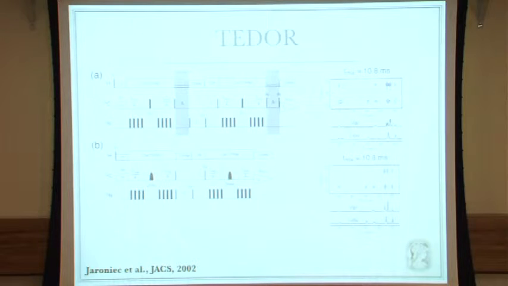And another thing that's extremely important: in this experiment, we have a 90 degree pulse, and we have a cross polarization here, and we have a train of 180 degree pulses to make the transfer of energy between carbon and nitrogen. So we can control this in our experiment.